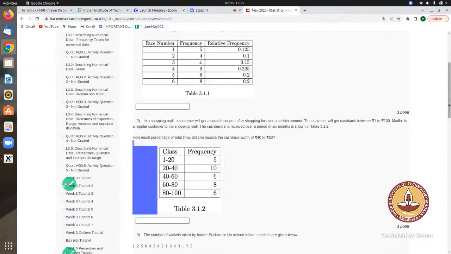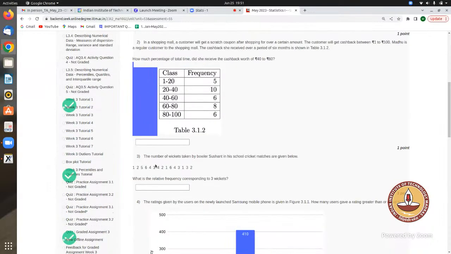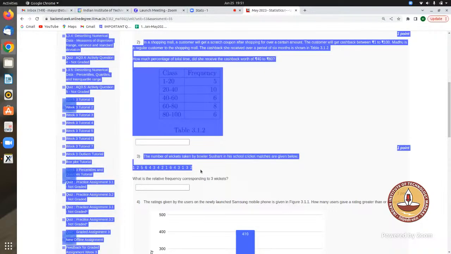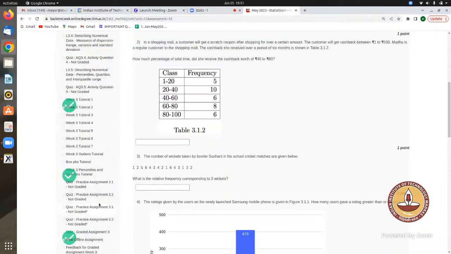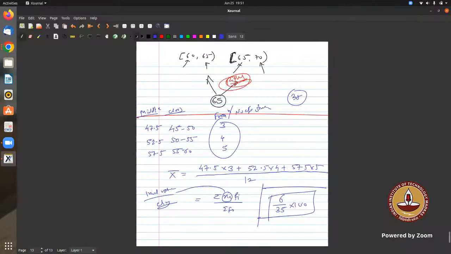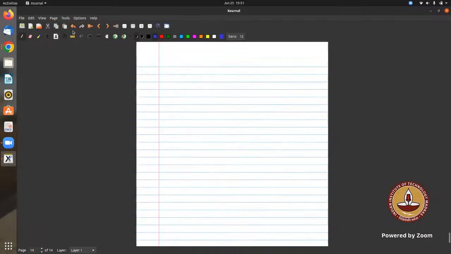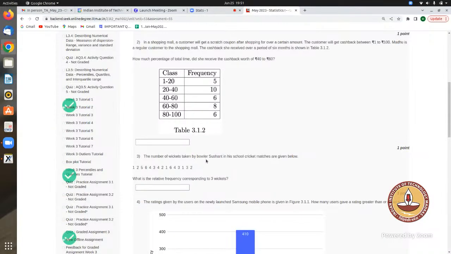Now go to question number 3. Number of wickets taken by this bowler. What is the relative frequency corresponding to 3 wickets? So these are observations, right? If I tabulate these observations, how will you do that? Let's say wickets and number of times, or frequency. So how many wickets? 1, 2, 3. The bowler has taken 1 wicket how many times? 1, 2, 3 times, right?